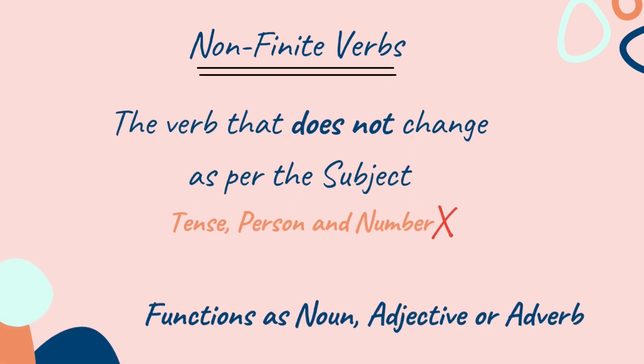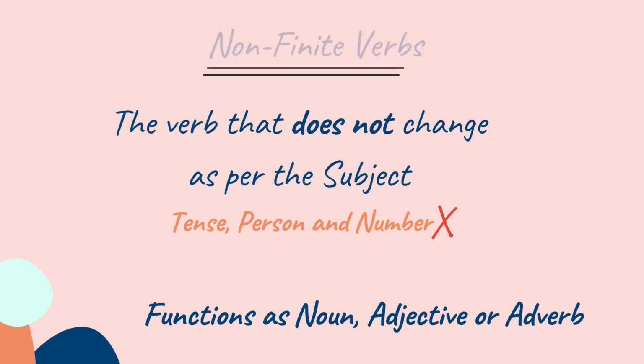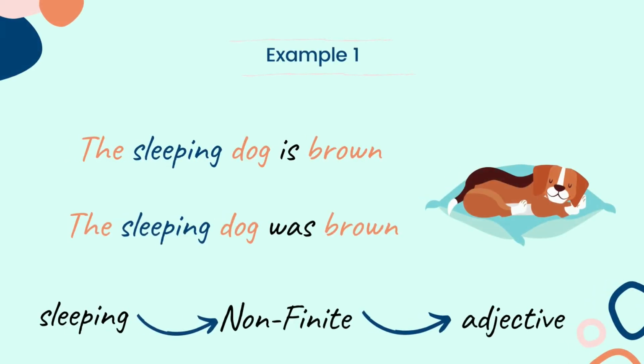Now let's learn what are non-finite verbs. The verb that does not change as per the subject in the sentence is called a non-finite verb. It means it doesn't change as per the tense, person and number of subject. And so it is called a non-finite verb. These verbs function as noun, adjective and adverb in the sentence. Let's look into examples to understand them.